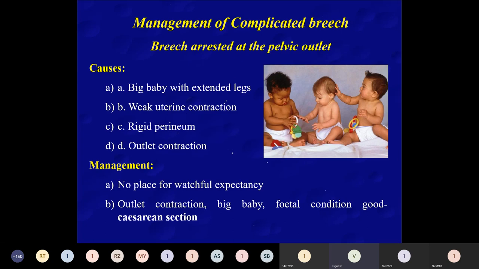Next, the management of complicated breech. That means breech, if it gets arrested at the pelvic brim, what are the causes? It would be a big baby with extended head, weak uterine contraction, rigid perineum, or outlet contraction. Management is, there is no place for watchful expectancy. If there is an outlet contraction, better to do a cesarean section.